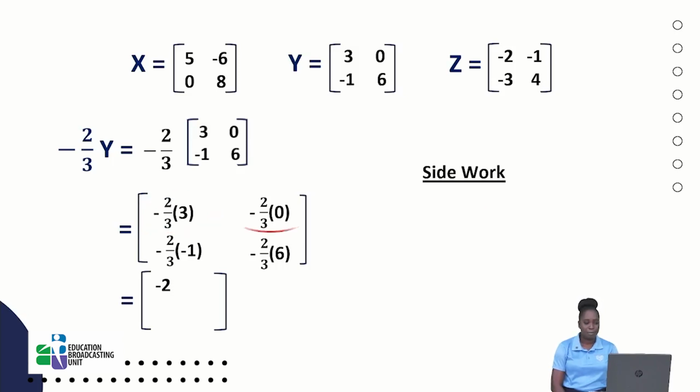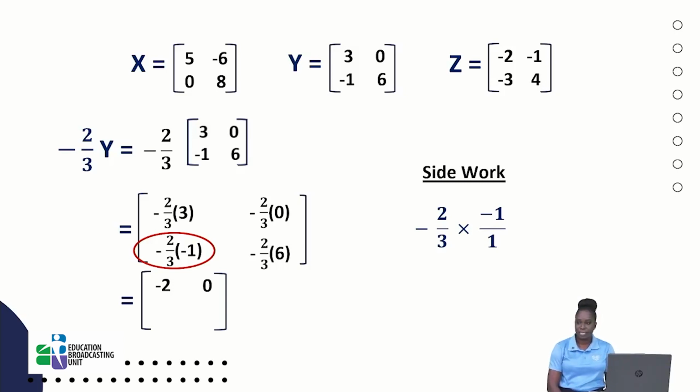In our second position, we have negative 2/3 times 0. We know that anything times 0 is 0, and so we don't need to show any work at the side for that. Going to our third position, negative 2/3 times negative 1, we're going to take it to our side work. We'll notice that we can't cancel anything in terms of the numbers, but we do know that a negative times a negative gives us a positive result. So we'll just multiply across the numerator and then across the denominator. 2 times 1 is 2, and 3 times 1 is 3. And so our answer for that position would be 2/3.